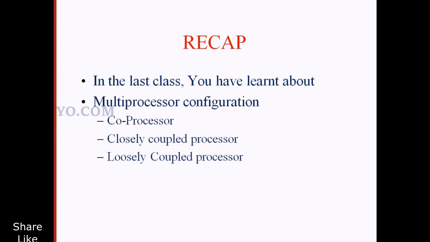Recap. In the last session, we studied about multiprocessor configurations. The multiprocessor configurations are closely coupled, loosely coupled, and coprocessor. The coprocessor is 8087. Then the closely coupled configuration and its operation. After that, we studied the loosely coupled processor in the last session.